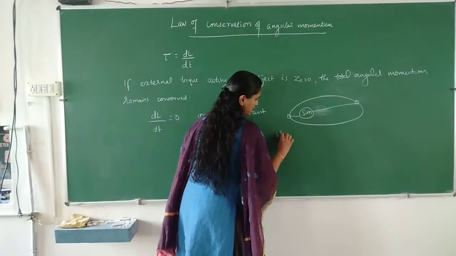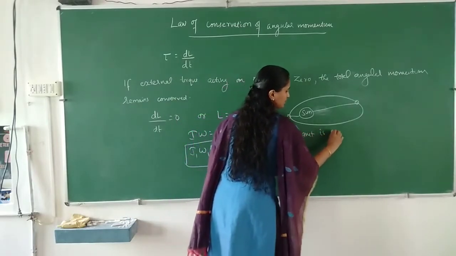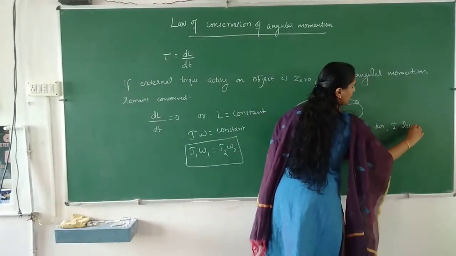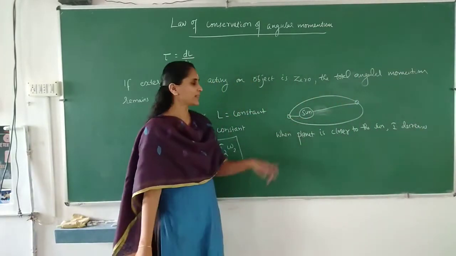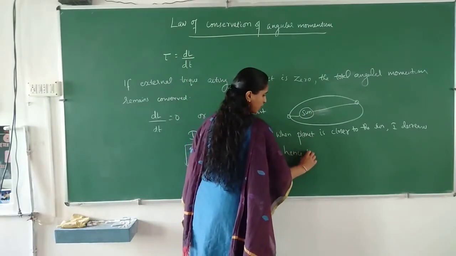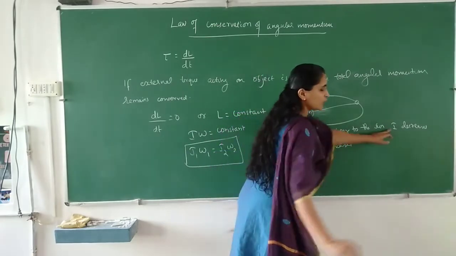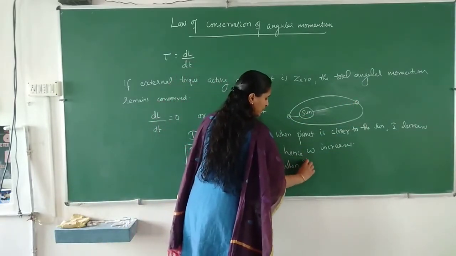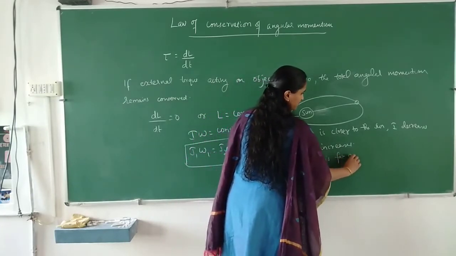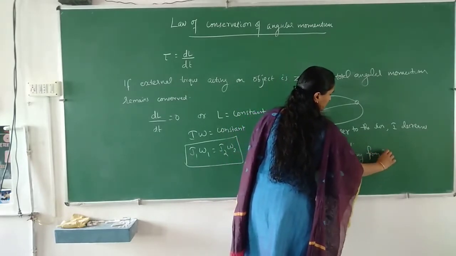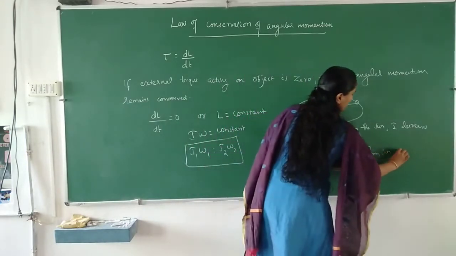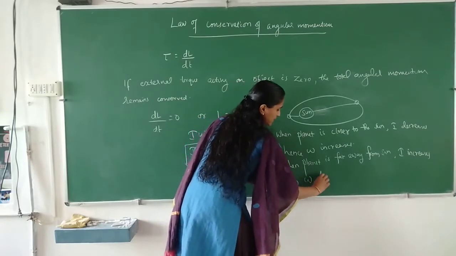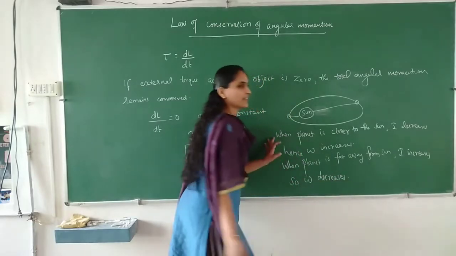So we can write: when the planet is closer to the Sun, I decreases. Why does I decrease? The perpendicular distance between the Sun and planet decreases. I decreases, which means moment of inertia decreases, and hence omega increases. And if the planet is farther away from the Sun, what happens? When the planet is far away from the Sun, I increases, and hence omega decreases, because of conservation of angular momentum.